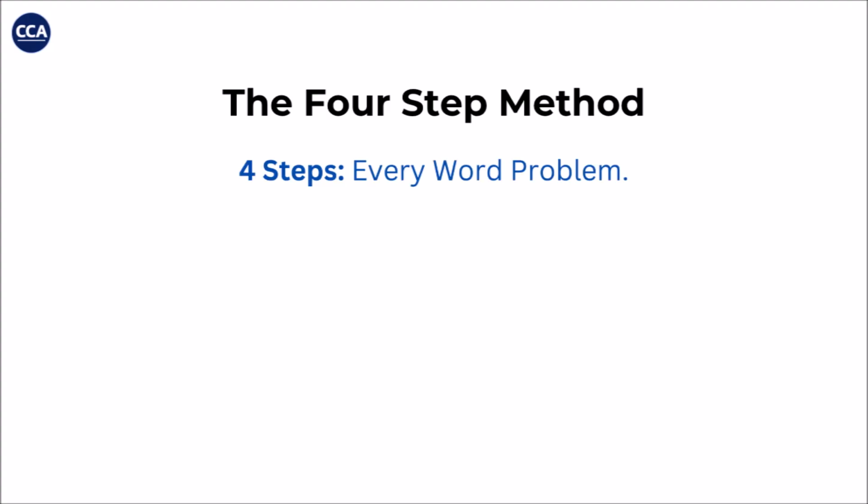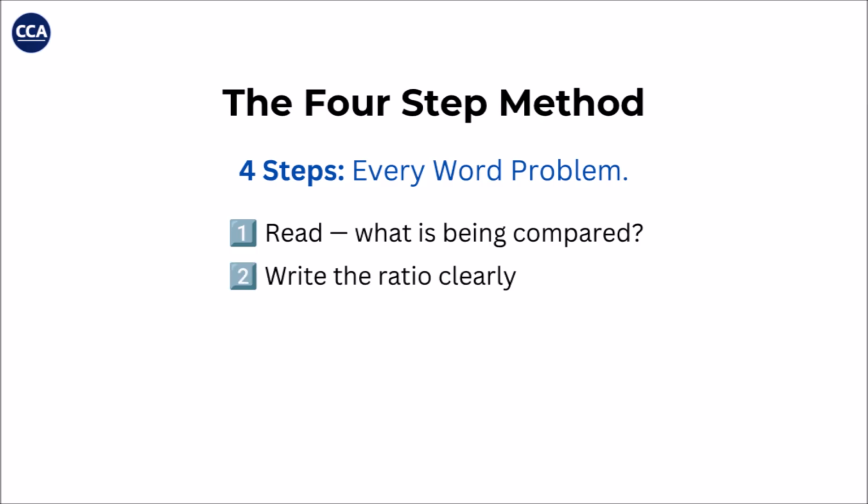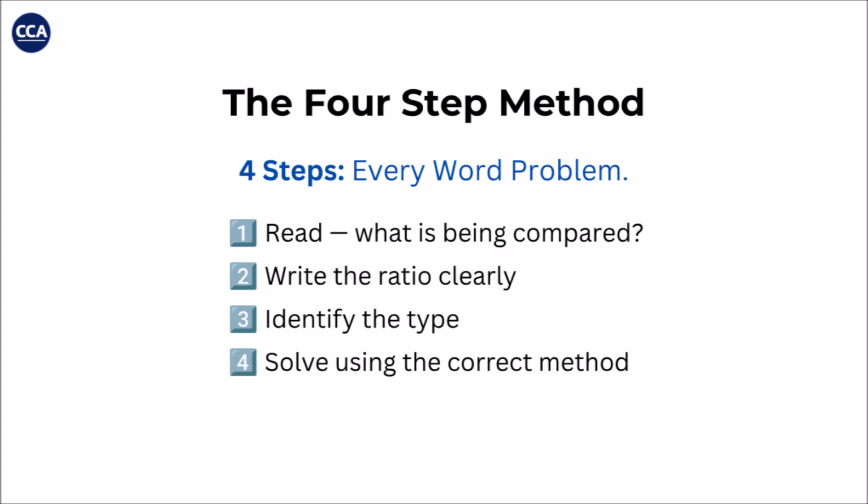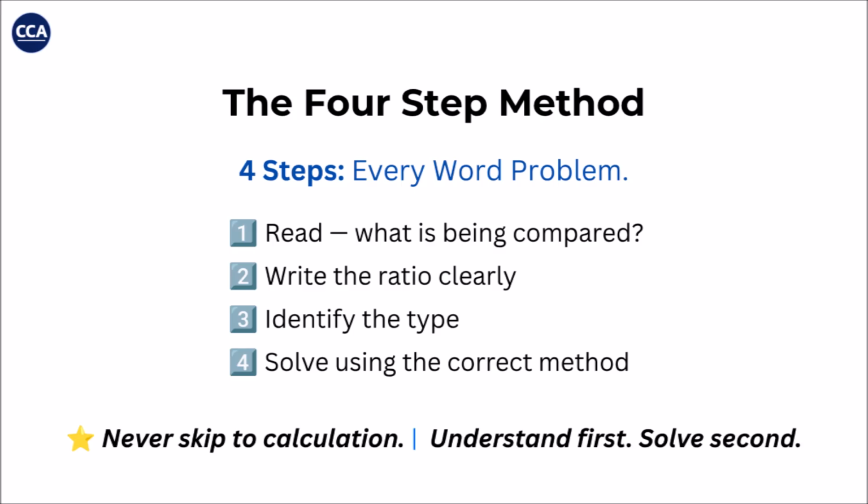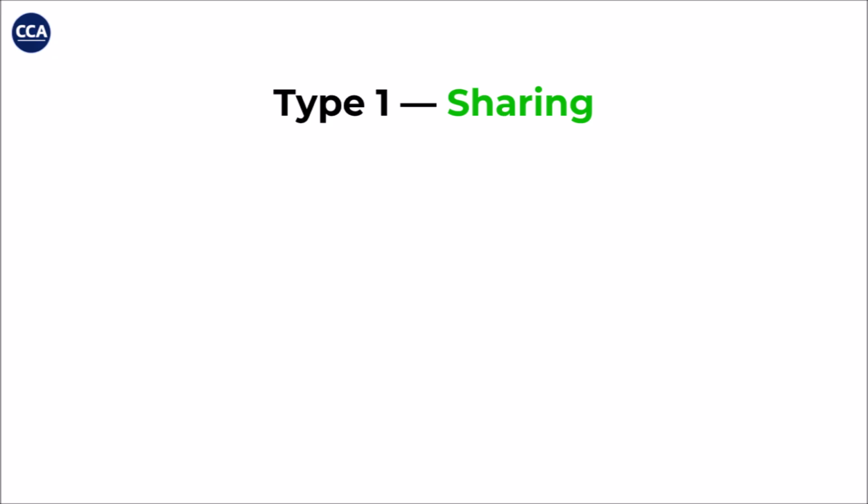Before we solve anything, here is the method that works for every ratio word problem, no matter how complicated it looks. Step 1. Read carefully and identify what is being compared. Step 2. Write the ratio clearly. Step 3. Identify the problem type: sharing, scaling, finding a part, finding a total, or rate. Step 4. Solve, using the correct method for that type. This 4-step method is your framework, use it every time. It prevents the most common mistake in word problems: jumping straight to calculation without understanding what the question actually asks.